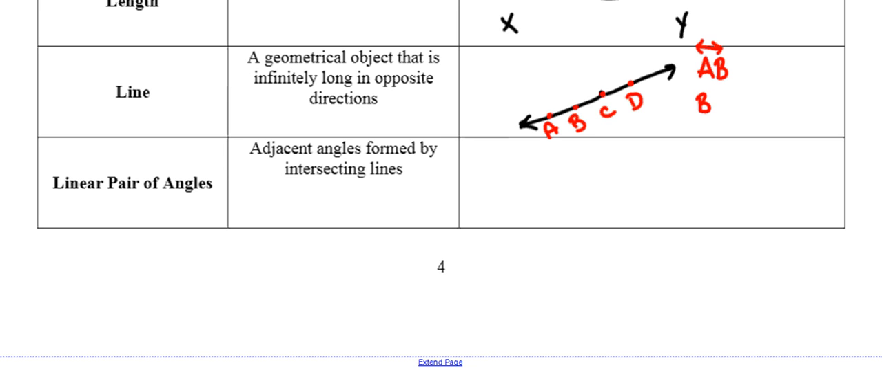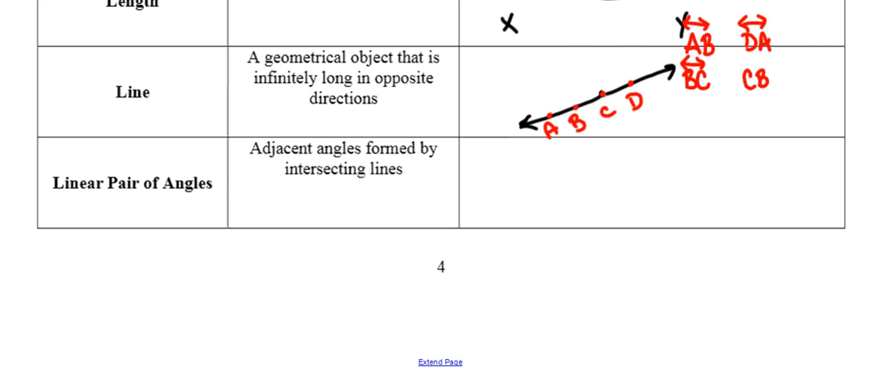We could call this line BC. We could call this line DA. We could call this line CB. And those would all be different names that represented that same exact line. Sometimes we'll name a line using a lowercase letter. And you should know and remember that those are all different ways to name the same line.